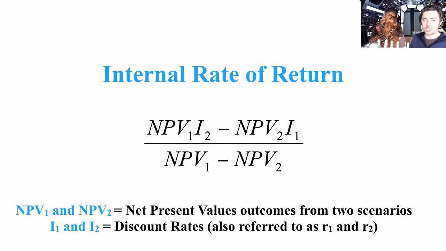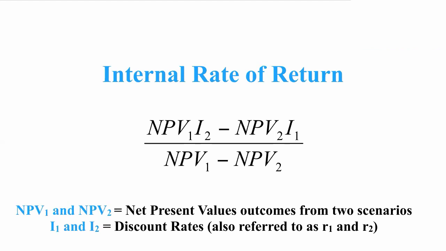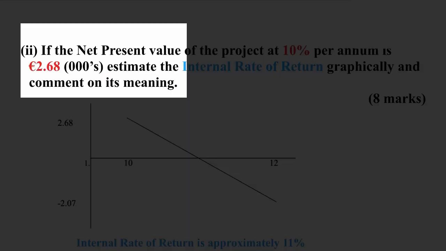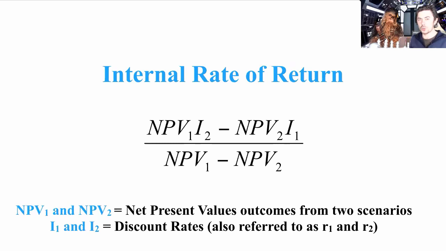If it's a calculation using the formula, this is the formula that's given to you in the exam. You see NPV1 and NPV2 are those two values that you either calculated in part 1 or were given in part 2 of the question. If you recall, NPV1 was negative 2,070. And you were told in part 2 that the NPV value was a positive 2,680, or 2.68. So we're going to plug those values in where you see NPV1 and NPV2.